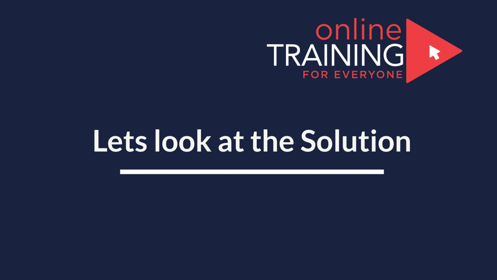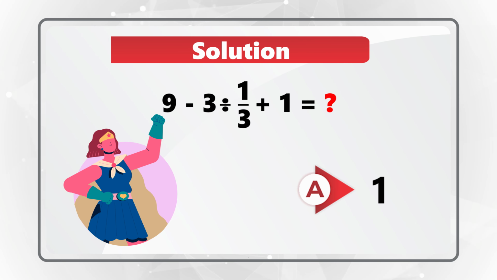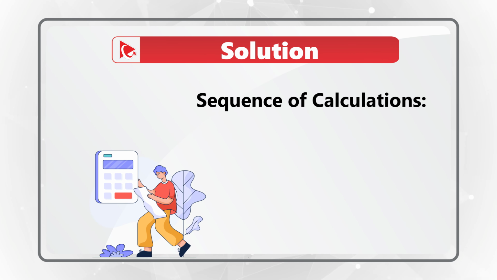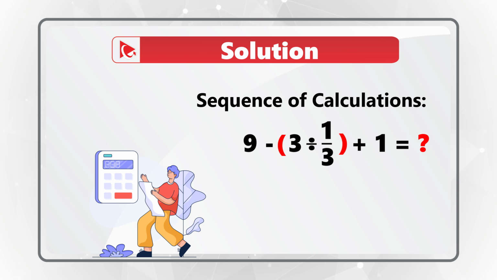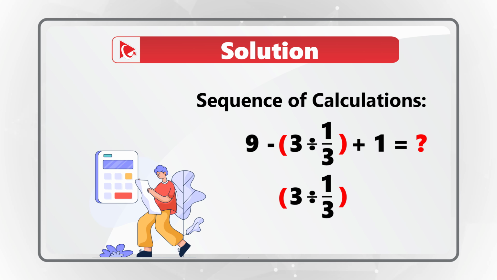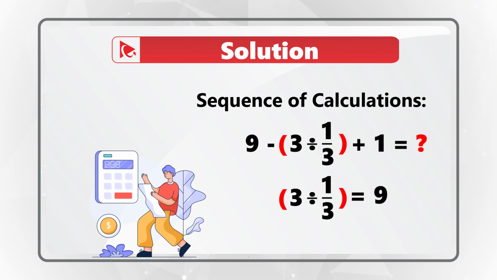Ready or not, I am moving forward to share with you the correct answer. As you might have guessed, the correct answer here is choice A, 1. But why? If you look at the expression closely, you will see that the first part that would need to be calculated is the division, dividing 3 by 1/3. To emphasize this, I put this expression into red parentheses. When you calculate 3 divided by 1/3, you will get the result of 9.